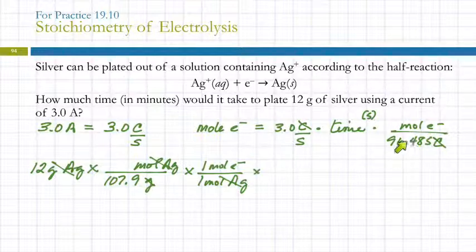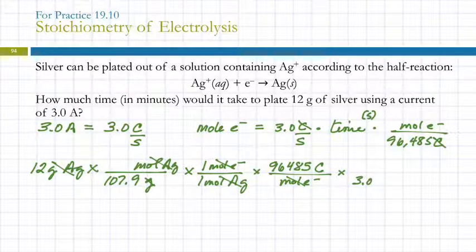Then we could use the Faraday constant, 96,485 coulombs per mole of electrons. Cancel those out. And then to get the time, we're going to use the current of 3 amps, 3.0 coulombs per second. And then we're supposed to do this in minutes. So seconds to minutes. How many seconds in a minute? 60. The units. It's all about the units.